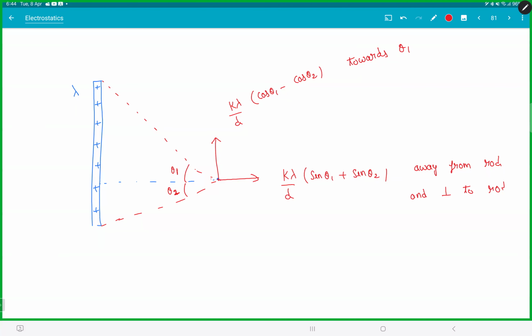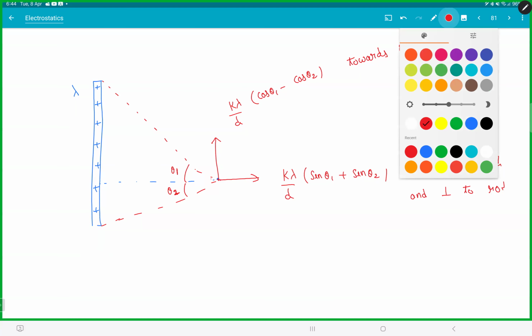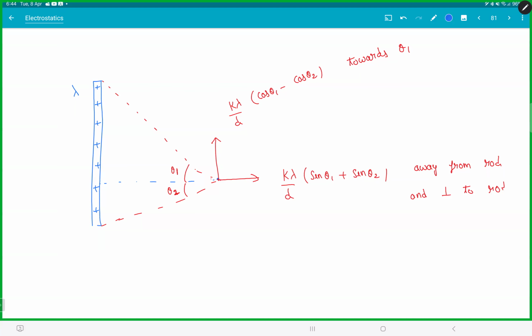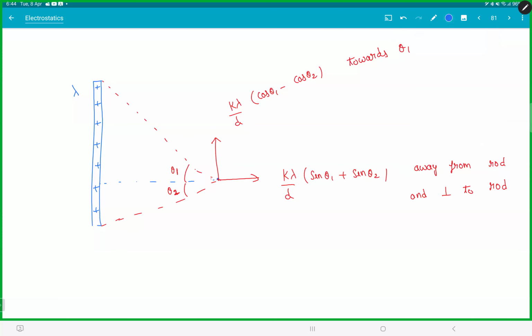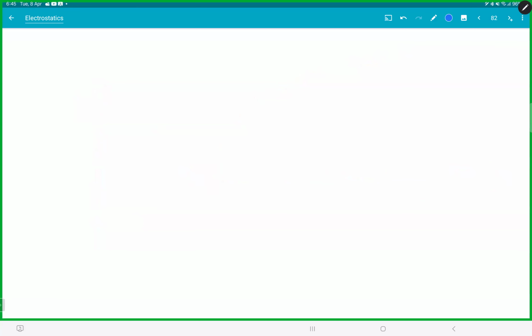Clear, everyone? Yeah, it's perpendicular to the rod. Away from the rod and perpendicular to the rod. Now, case 1.